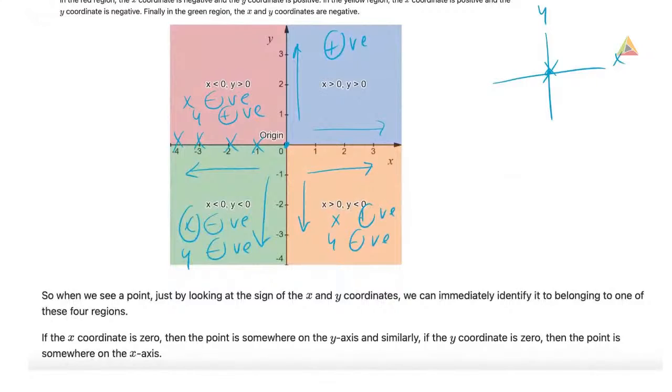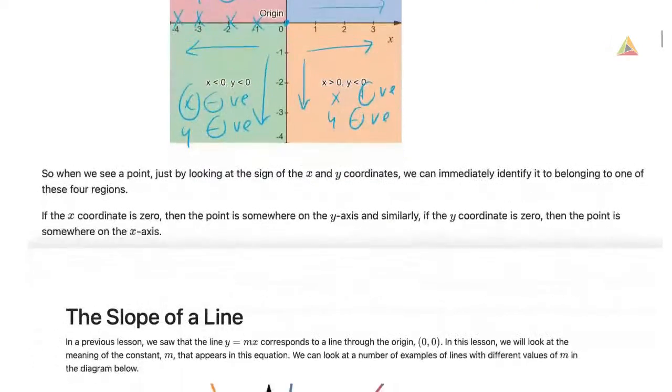So when we see a point, just by looking at the sign of the x and y coordinates, we can immediately identify it as belonging to one of these 4 regions. If the x coordinate is 0, then the point is somewhere on the y-axis, and similarly, if the y coordinate is 0, then the point is somewhere on the x-axis. So we'll get to that a bit later.